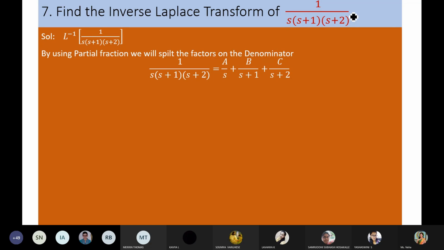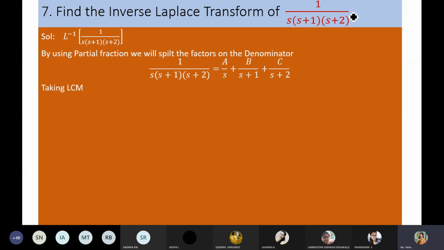Done? Ma'am, is the a value 1 by 2? Okay. b value? Minus 1? c value? 1 by 2. Good. 1 by 2. Very good. So I'll just show you the solution part.